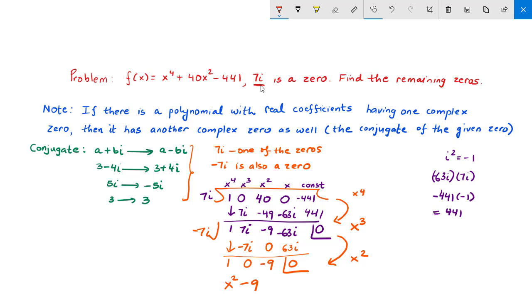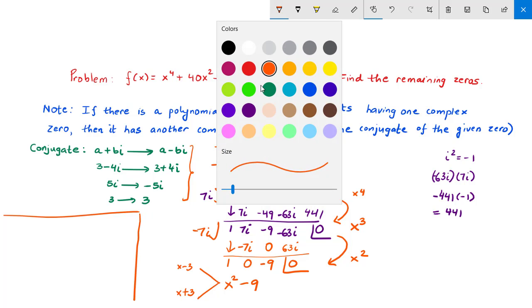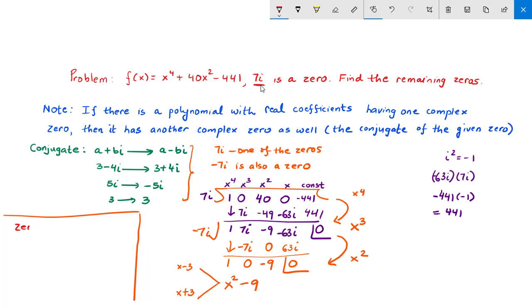X squared minus 9. There are many ways to factor it, but if I use the difference of two squares, one of the factors is x minus 3, the other one is x plus 3. So if I draw my chart about zeros and factors, I have zeros and then I have factors, right? So 7i was already given to be a 0. I figured out negative 7i through my conjugate zeros theorem.